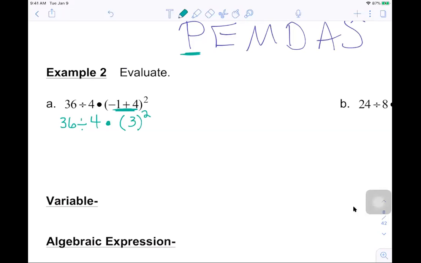Since you're still on with me, now we're going to do the exponent. And the exponent is 3 squared. What is 3 squared, Josh?